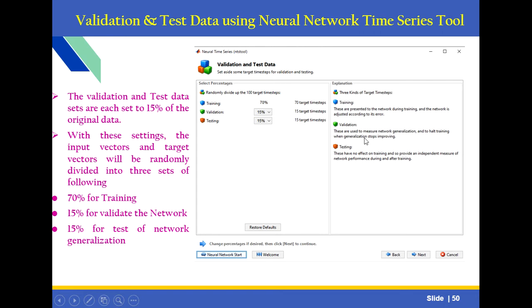Here there are three kinds of time steps available. Training: these are presented to the network during training, and the network is adjusted according to its error. Validation: these are used to measure network generalization and to halt training when generalization stops improving. Testing: these have no effect on training and so provide an independent measure of network performance during and after training.